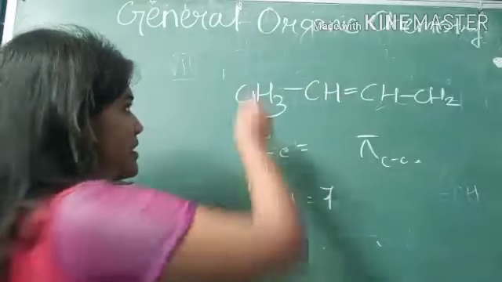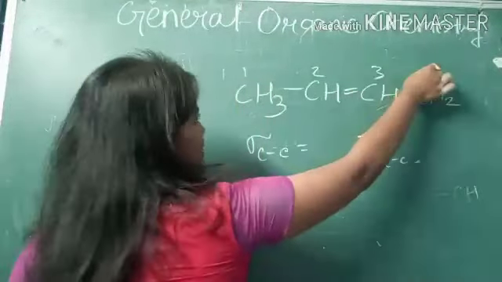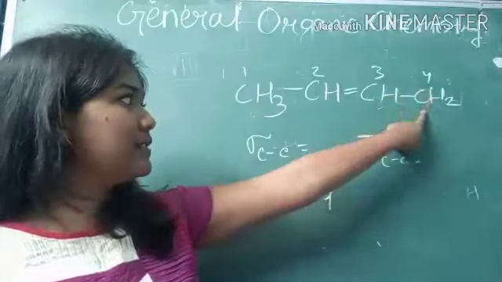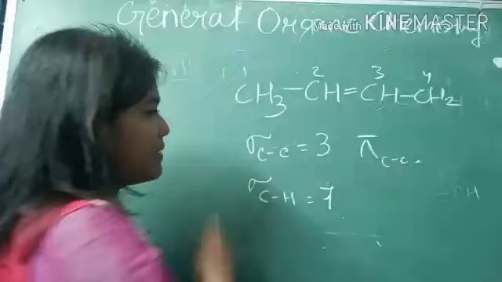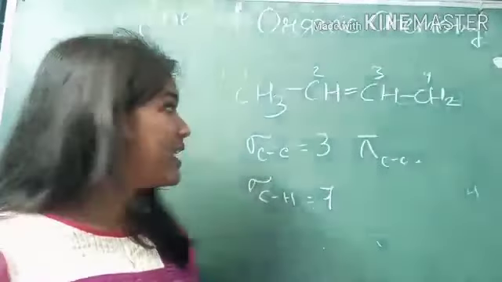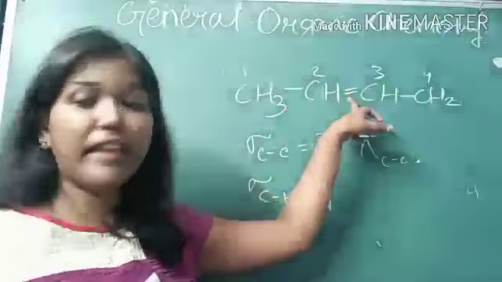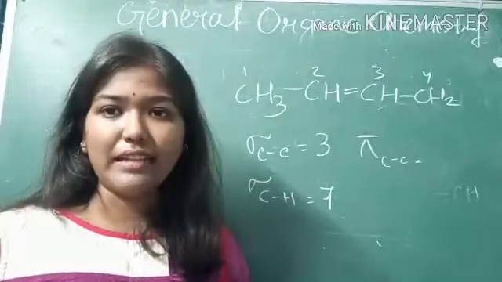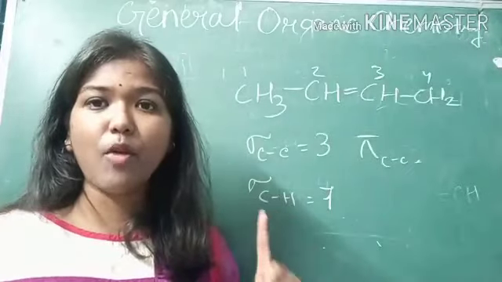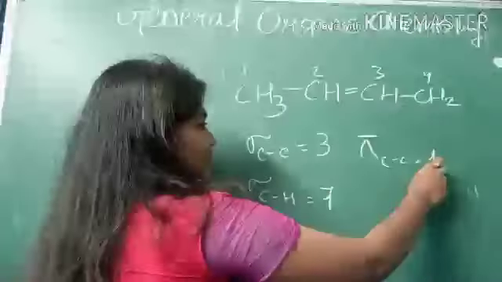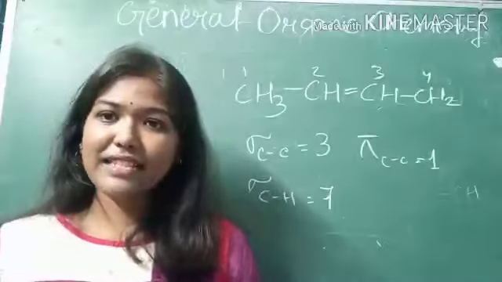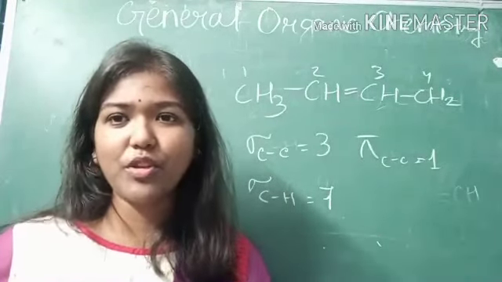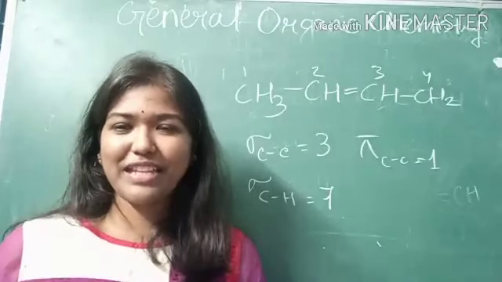Now CC bonds. You can do the numbering for this. 1 bond, second one, third one. So sigma CC, 3 bonds are there. Now we will count for pi. Only here we can see a double bond. 2 bonds are there, one is sigma, another one is pi. So pi bond only 1. Done. So it's very easy. This kind of questions come to you in your examinations.